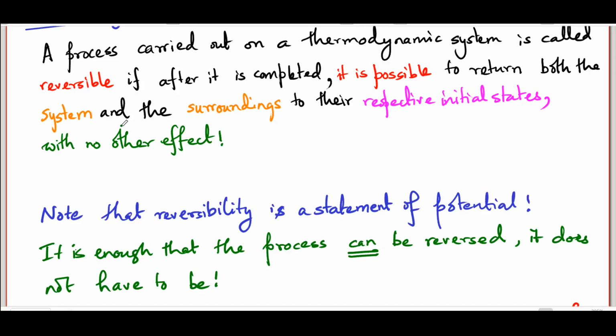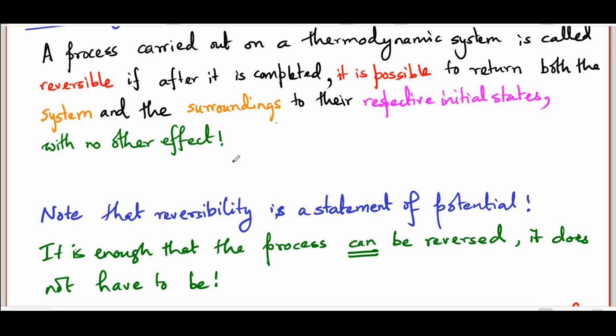Because remember, for a process to be reversible, it is not enough for the system to be returned to its original state. The surroundings also have to be returned to their original initial state. And what is also important is this additional piece we have here, which may seem to be a bit of an overkill. After all, systems and surroundings are the only two things which interact with each other. So there should be no other effect if they are both back to their initial states.